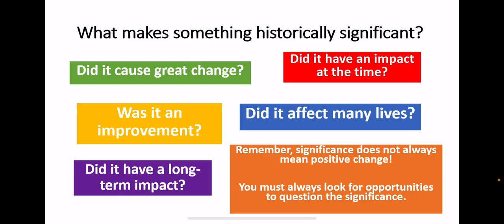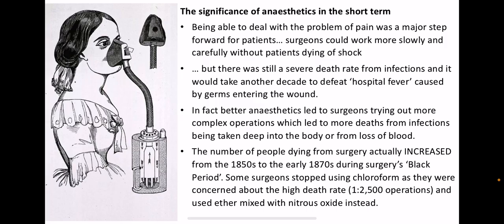So when we're thinking about what makes something historically significant in any topic, these are some of the questions we want to consider. Did it cause a great change? Did it have an impact at the time? Was it an improvement? Did it affect many lives? Did it have a long-term impact? Remember, significance does not always mean positive change. You also need to look for opportunities to question the significance.